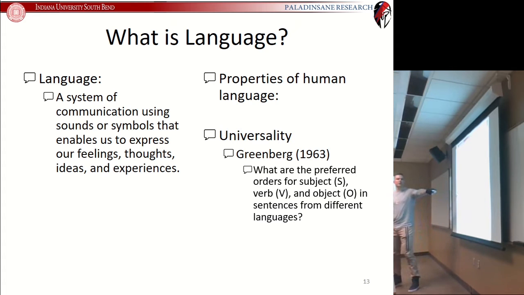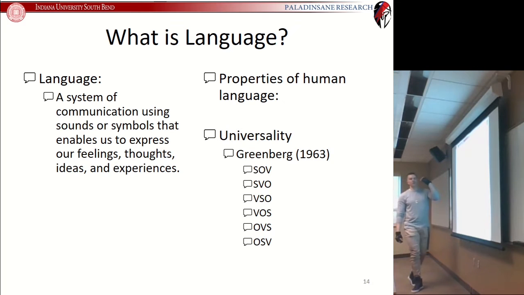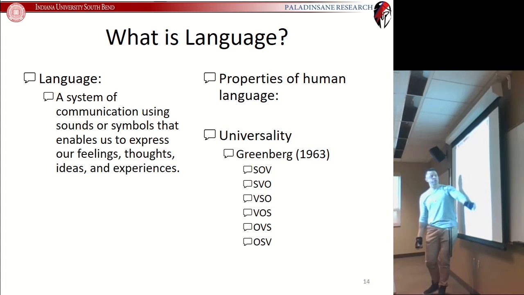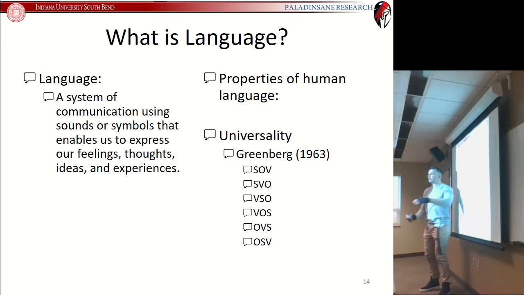So he took a look at these three components, and he was asking, of all the possible combinations, so there's six possible combinations, are these sort of randomly used in all these different languages? So are languages free? Does our brain, does our mind allow us a free selection of which one of these we're going to use? Or is there some sort of universality? Is there some sort of rule or commonality across all of the languages? So they're unique and different, but at the same time, they do share something in common.